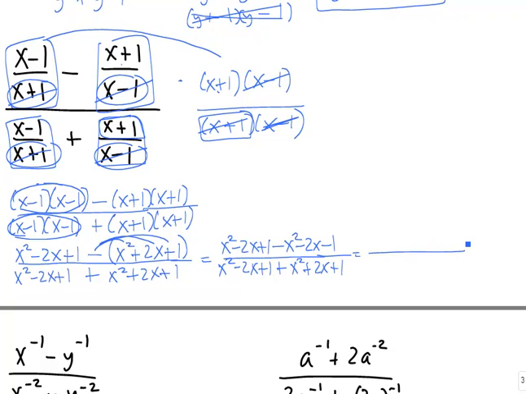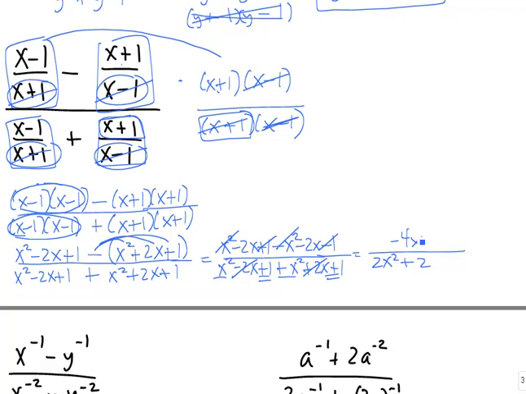So in the numerator, look what happens. The x squareds cancel out, the 1s cancel out, and we just end up with negative 4x on top. In the denominator, we have an x squared plus an x squared, so that's 2x squared. Our minus 2x and plus 2x cancel out, and plus 1 is plus 2.